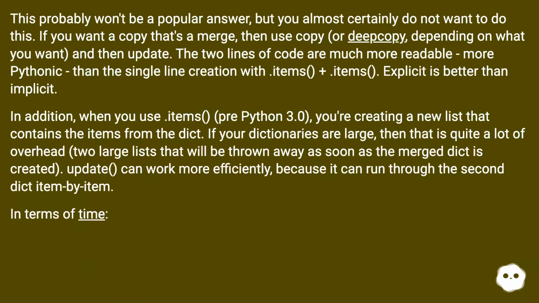This probably won't be a popular answer, but you almost certainly do not want to do this. If you want a copy that's a merge, then use copy or deepcopy, depending on what you want, and then update. The two lines of code are much more readable, more Pythonic, than the single line creation with .items plus .items. Explicit is better than implicit.